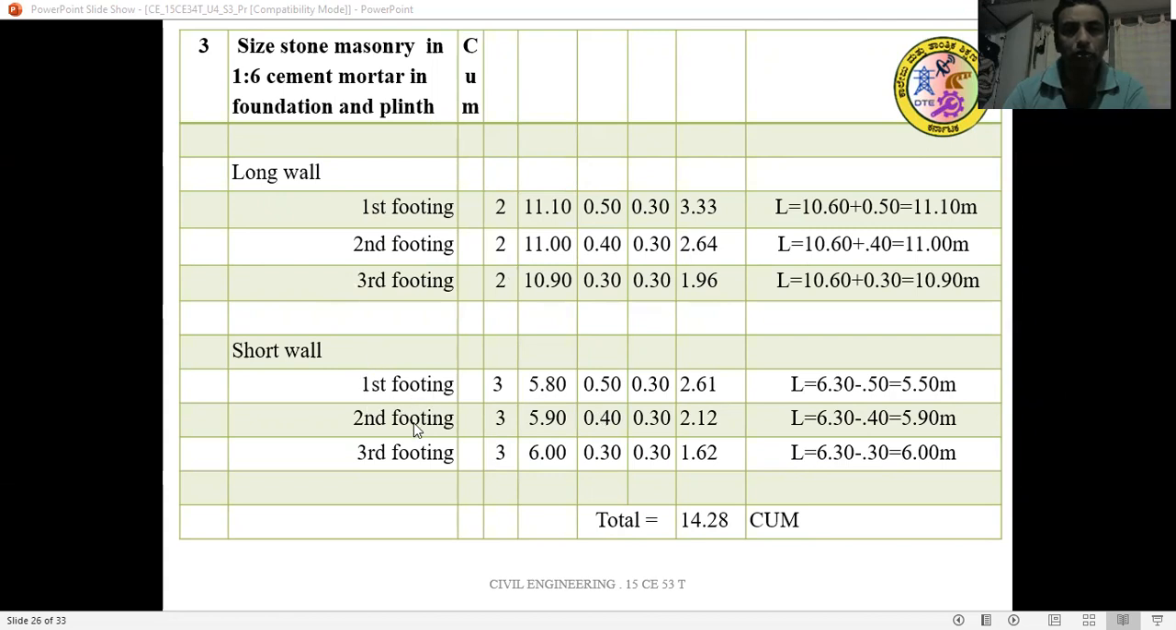Again, a similar process is adopted for finding the first footing, second footing, third footing quantity. When all the six values are added, you will get the total quantity of 14.28 cubic meter. The remarks column will help in finding the true length of each footing here.